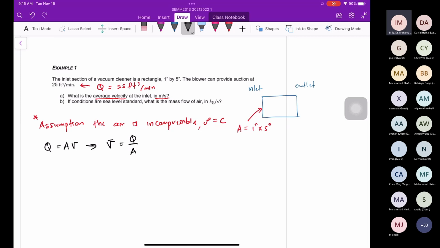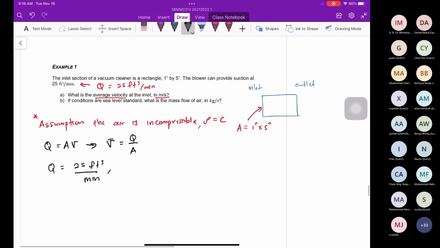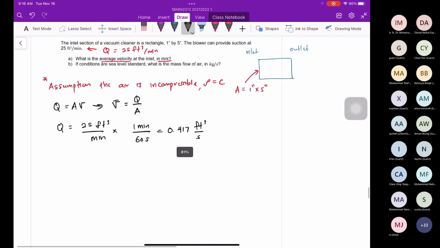So we must convert the flow rate first. Q equal to 25 feet cube per minute. We need to convert into feet cube per second first. Multiply by 1 minute divided by 60 seconds, equal to 0.417 feet cube per second.